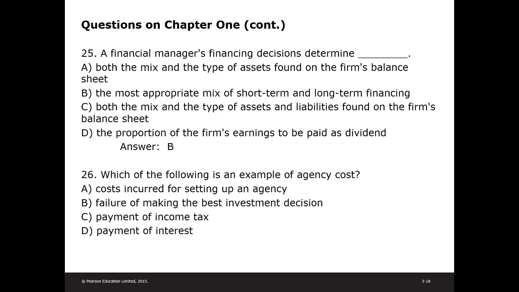Which of the following is an example of agency cost? Cost incurred for setting up the agency? No, this is not the answer. Failure of making the best investment decision? That's true. Payment of income tax? Payment of interest? No. So the answer here will be B, because when the board of directors does not make the best investment decision, this creates an agency cost, or a problem with the shareholders. So the answer will be B.